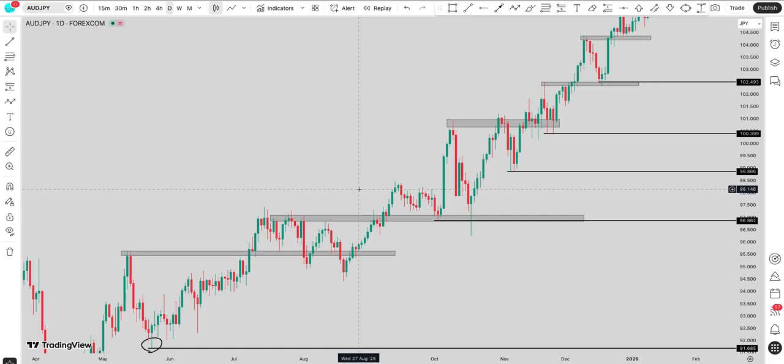In the next video, we will be looking at support and resistance. I believe we've done a video on support and resistance before, but I will give a broader and easier way to understand support and resistance and how traders identify key areas where price is likely to react.